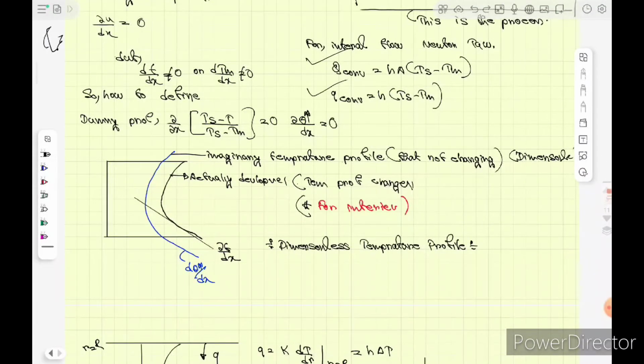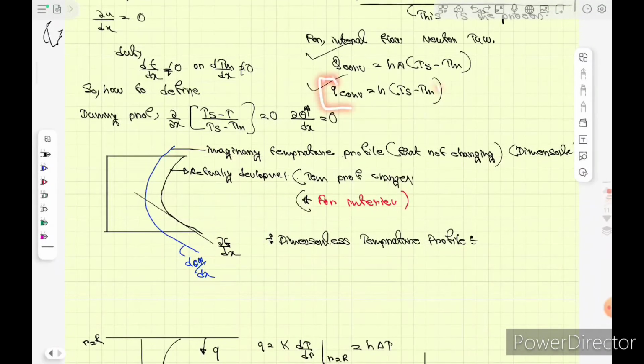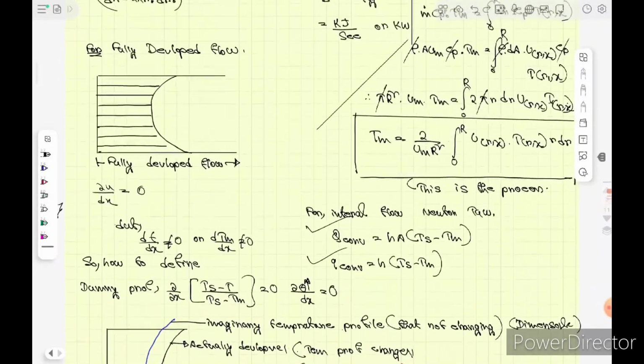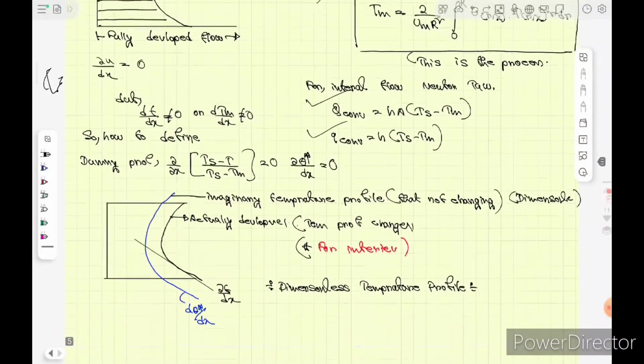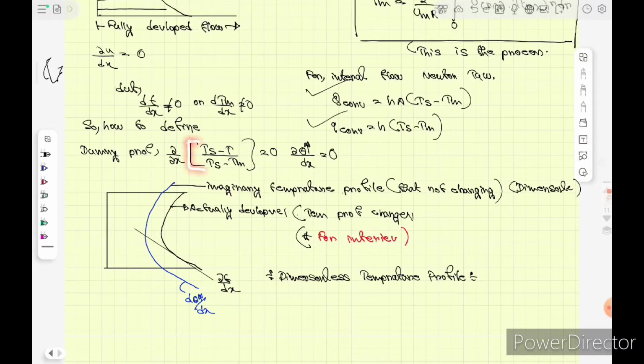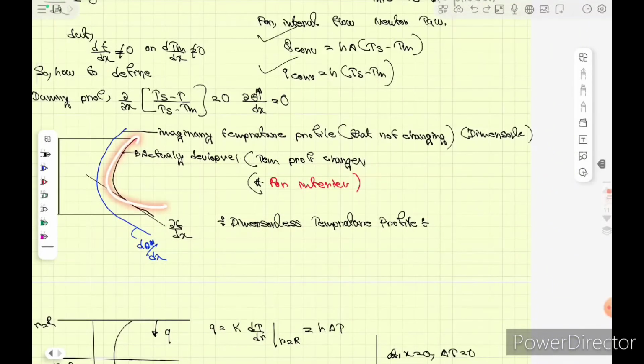So now how to define it: the dummy function. What we are doing is taking a dummy function here. Let's see. d by dx of (Ts minus T) by (Ts minus Tm) equals 0. So the dummy function can be 0, no? We are writing it as d(phi) by dx equal to 0. It is a dummy function, and that can also be 0. That's what I am taking here just to analyze the boundary. Okay, so remember that we are taking the dummy function here.